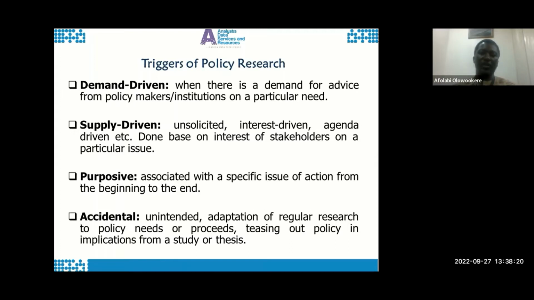So university undergraduates, graduate students or a researcher can do a study unintended, and then later find a policy implication, maybe today or tomorrow or later in the future. So it's accidental. You may pick a research work of a student and be able to show that this can solve some of the problems, even though it's not demand-driven, it's not supply-driven, nobody asked for it, it's not even targeted at government, it's not purposive, but the study has found a lot of policy relevance. And I think we've seen this in a number of countries.